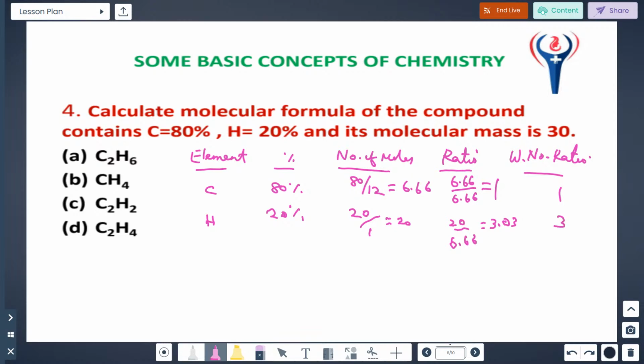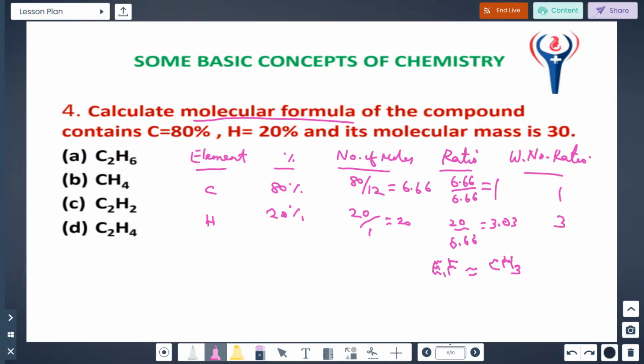Understood? First we find out the empirical formula, and after that only we can find out the molecular formula. So what's the empirical formula? I put EF. Carbon is 1, hydrogen is 3, so CH3 is the empirical formula.